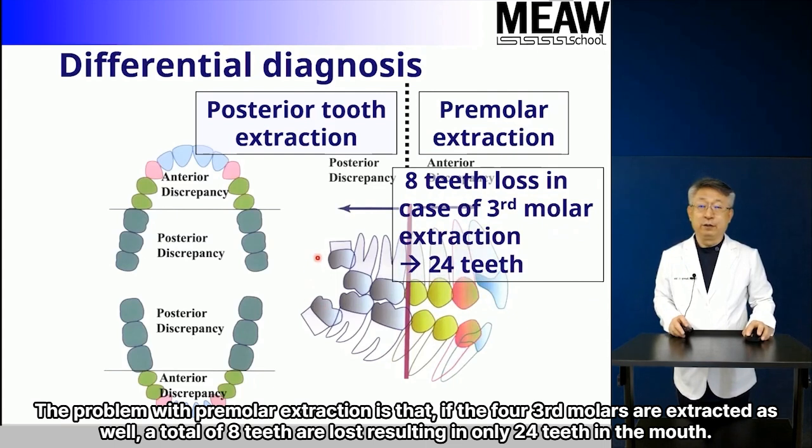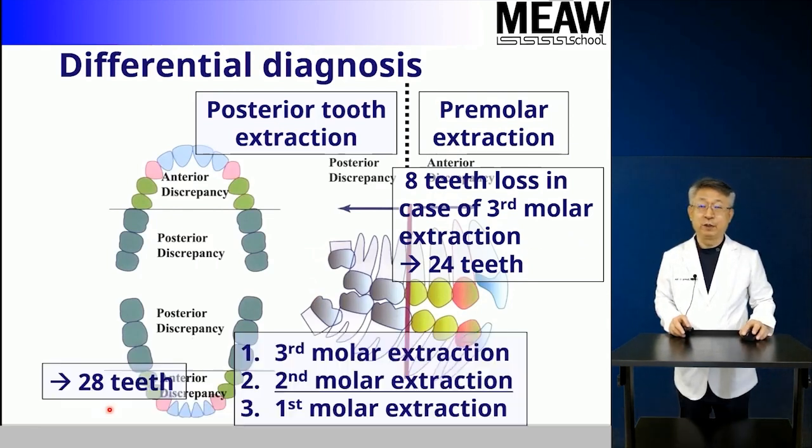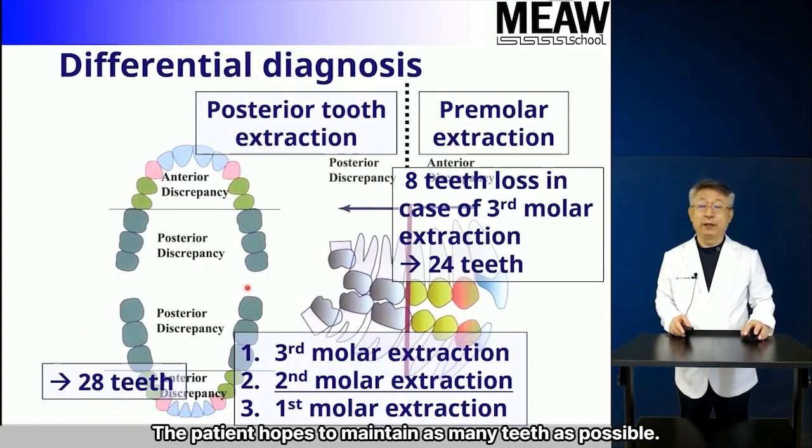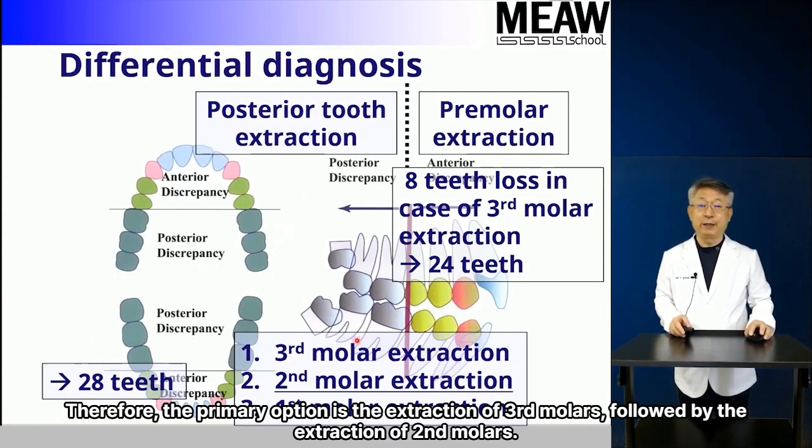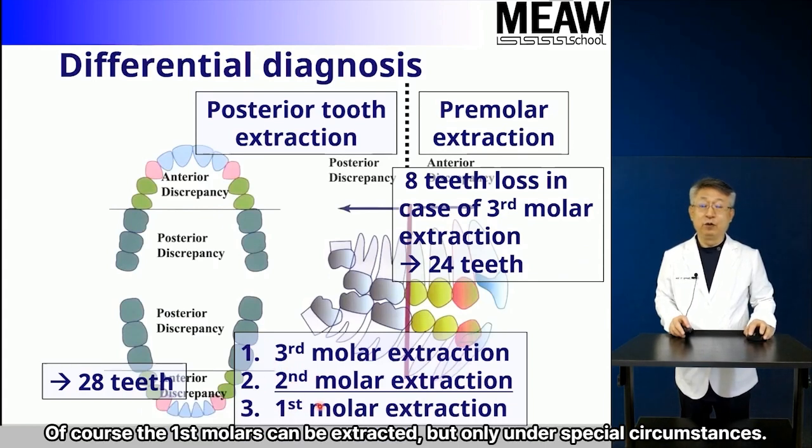The problem with premolar extraction is that if the 4 third molars are extracted as well, a total of 8 teeth are lost, resulting in only 24 teeth in the mouth. The patient hopes to maintain as many teeth as possible. Therefore, the primary option is the extraction of third molars, followed by the extraction of second molars. Of course, the first molars can be extracted, but only under special circumstances.